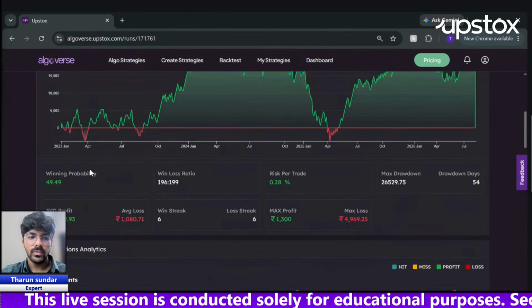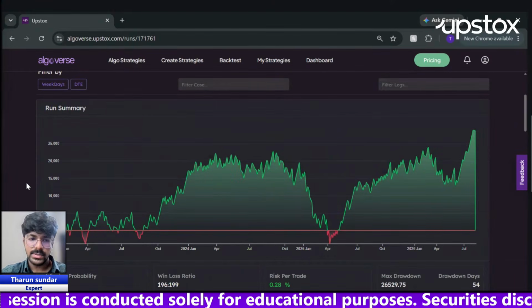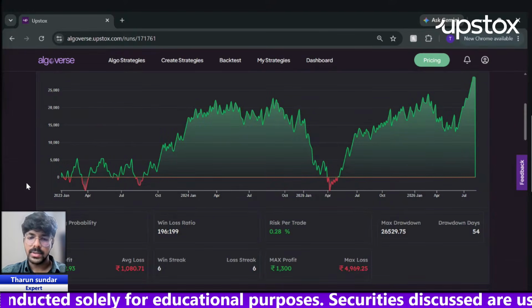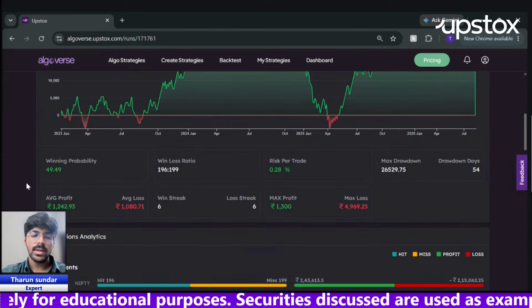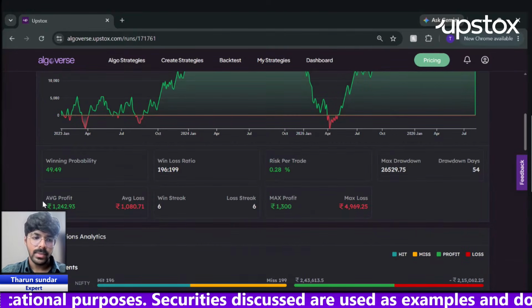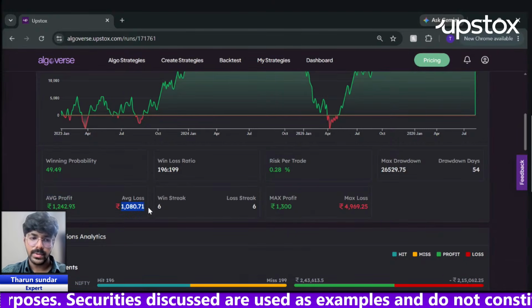The reason to do a backtest here is to have a general understanding about the strategy. Now, what could the general win rate be? What can I expect as the drawdown, and what will be the drawdown time frame? And on an average per trade, how much can I expect? Let's say in simple average terms, an average profit of 1,242 and an average loss of 1,000 rupees.